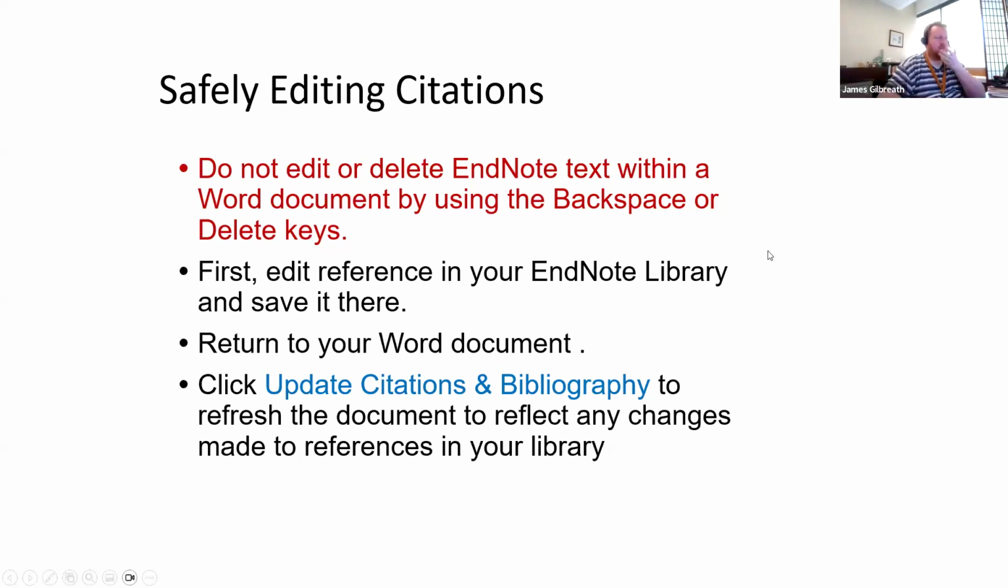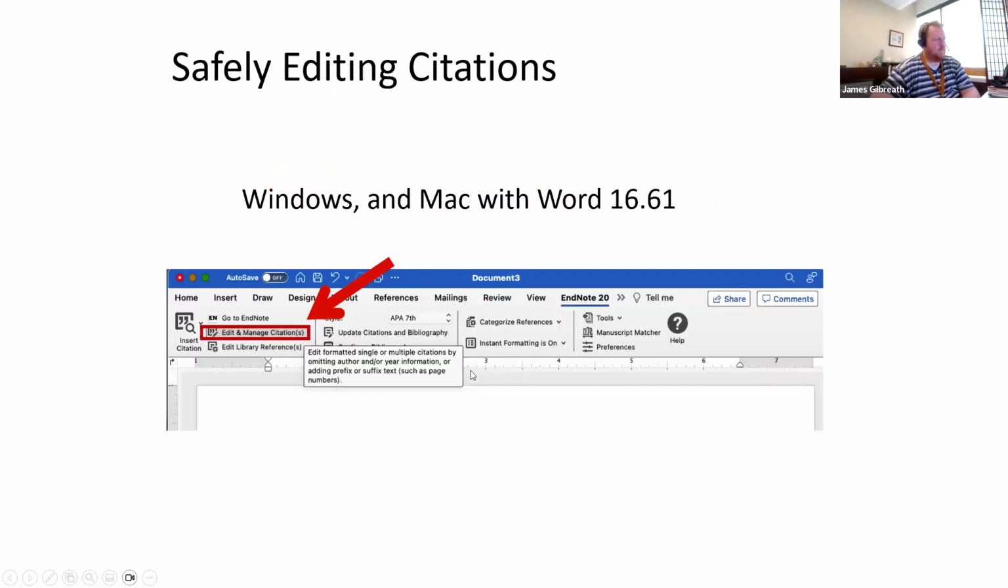So say you created your citation, you added your parenthetical citation, and you notice that there's something wrong in the citation, like something is capitalized that shouldn't be. You cannot edit that in your reference immediately. What you would want to do is go to your EndNote library, edit it there, and then back in Word, click Update Citations and Bibliography.